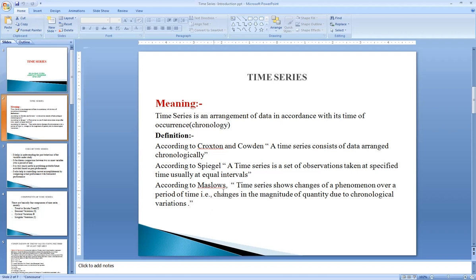Next, according to Maslow, time series is nothing but the changes of the phenomena over a period of time, or changes in the magnitude of a quantity due to chronological variations, due to the variations in time. So how the volume of output or the sales gets changed is what Maslow defines.